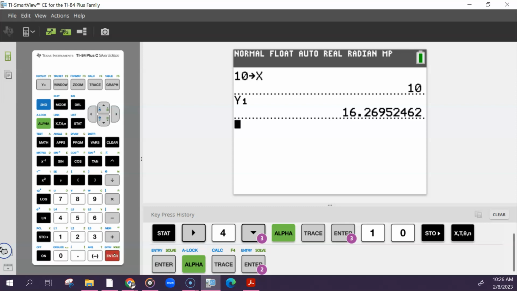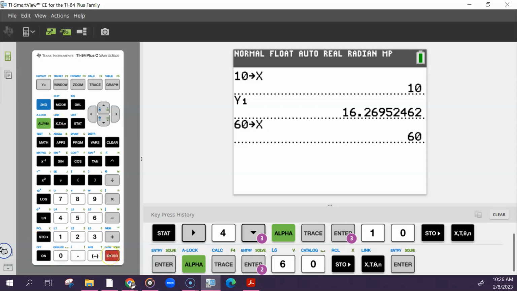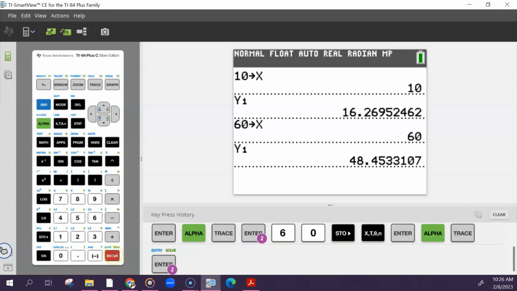I can do the same thing for the second one. Type in 60, store it for x, and hit enter. And then do alpha trace again, and enter twice. It'll give me that same answer. Both of these methods are only for when you have x and need to find y. The table method can be used for both.